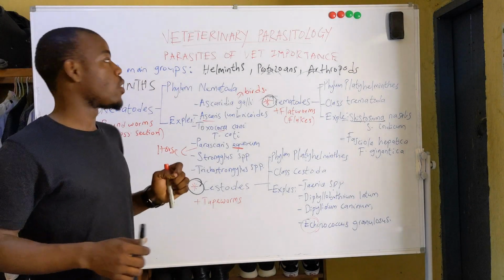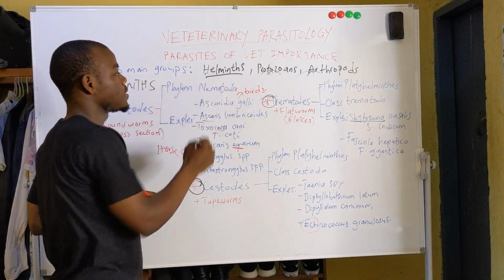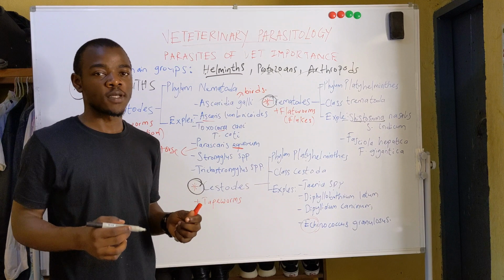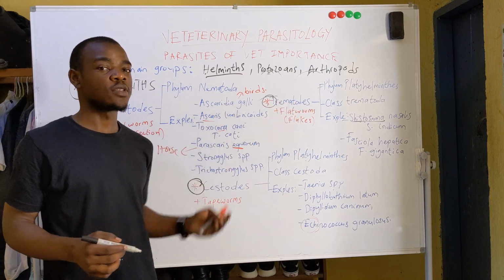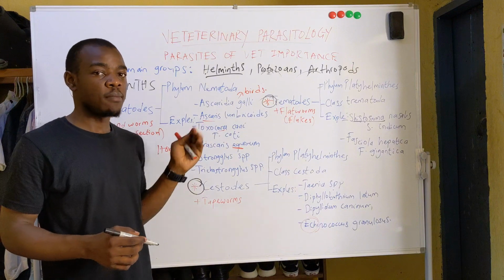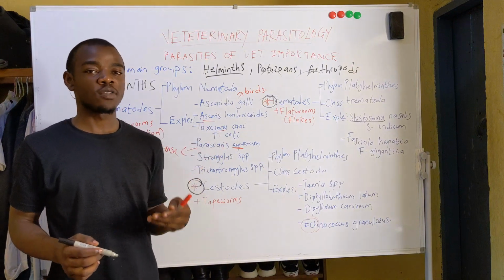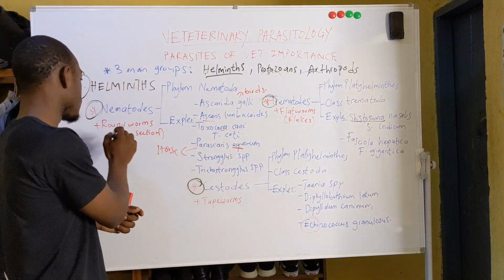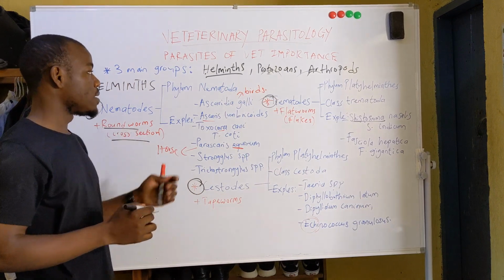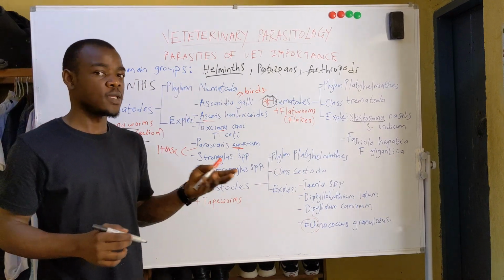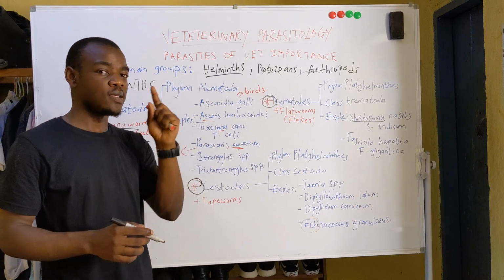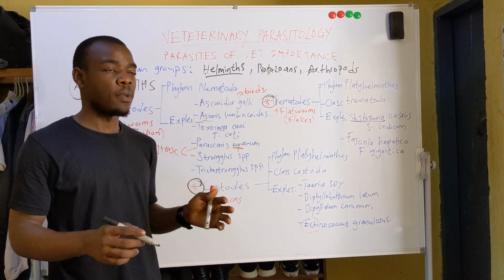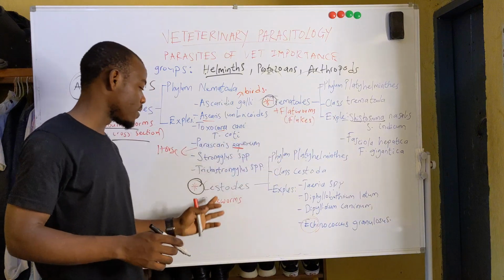So the first group on our list are the helminths. The helminths are the worms, and they are classified into the nematodes, trematodes, and the cestodes. The nematodes are roundworms. On their cross section, they are round. These are the nematodes. They fall under the phylum Nematoda. Meanwhile, the trematodes and the cestodes fall under a single phylum called the phylum Platyhelminthes, even though they have different classes.